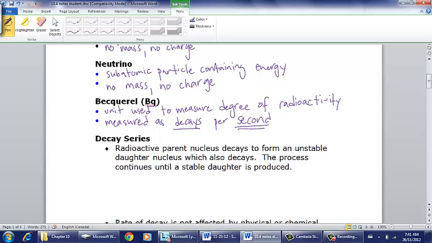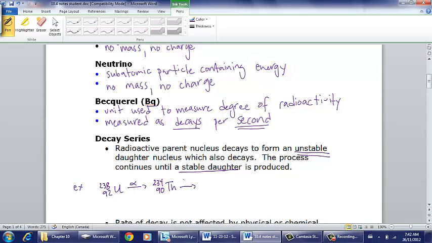We're going to start looking at decay series. So a decay series is when a radioactive parent nucleus decays to form an unstable daughter nucleus. And because the daughter nucleus is not stable, it's also going to decay. And this is going to continue until a stable daughter is produced. So for example, we could have uranium-238, and it can undergo alpha decay to produce thorium-234, which is also unstable.